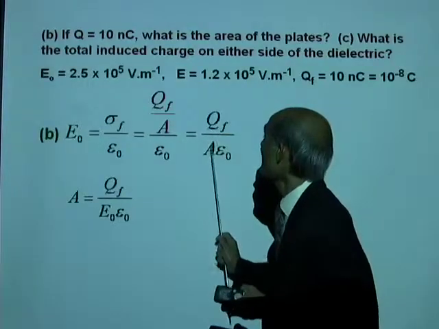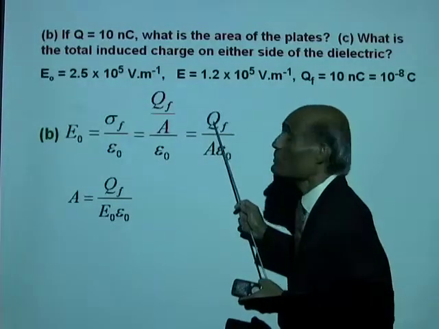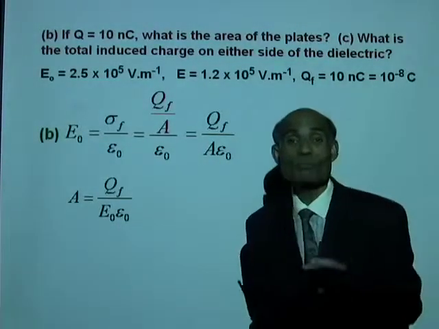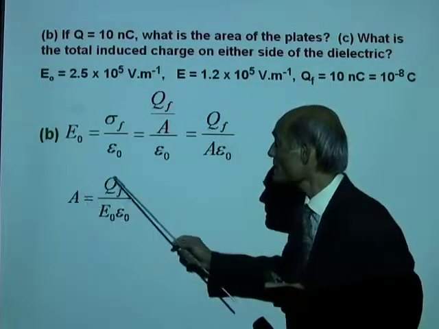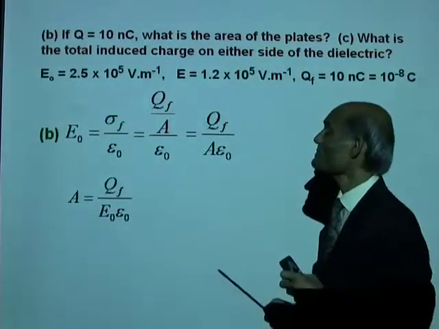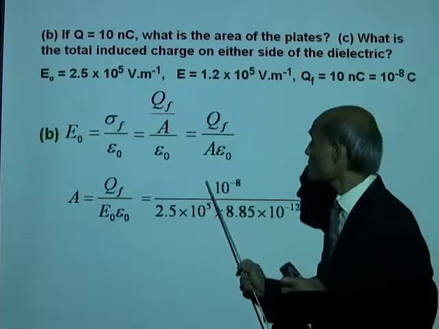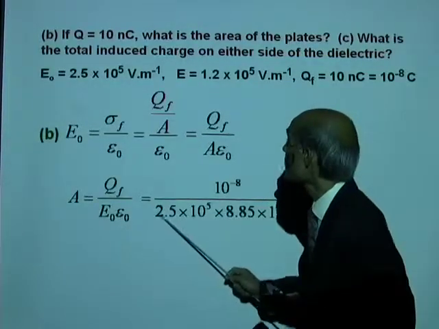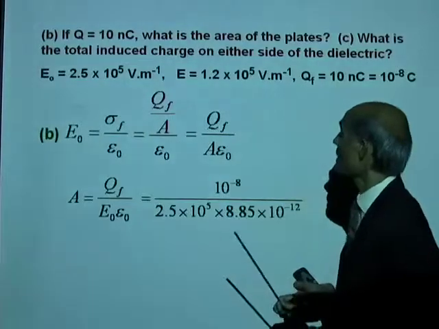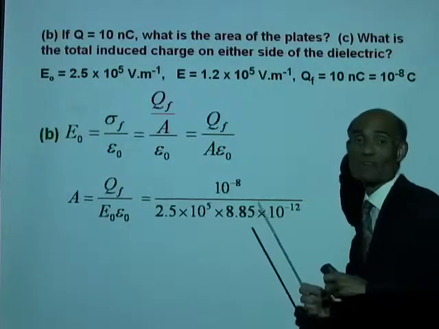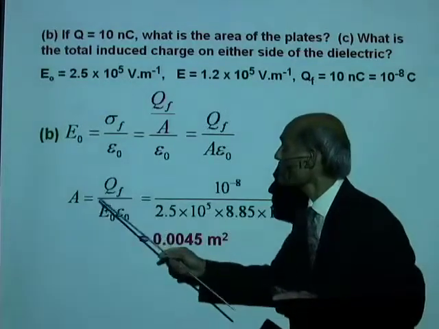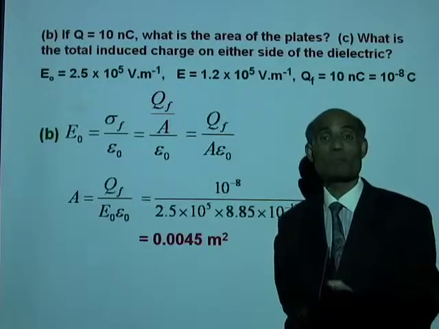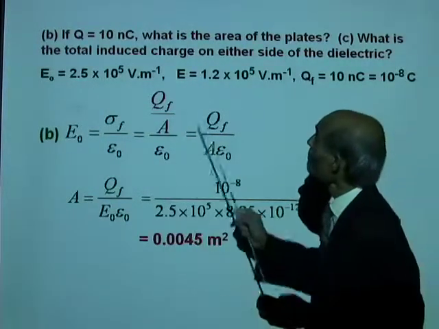Now we have E0, we have QF, we have epsilon naught. Therefore, we can find the area of the capacitor plates. Well, area equal to QF divided by E0 epsilon naught. QF is 10 to the negative 8 coulomb, 10 nanocoulomb, and E0 is 2.5 times 10 to the 5 volt per meter, and of course epsilon naught. And that gives me the area of the capacitor plates as 0.0045 meter square.